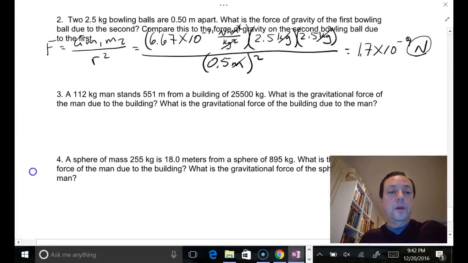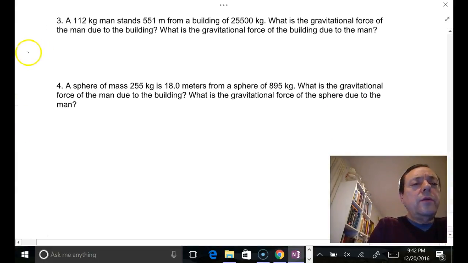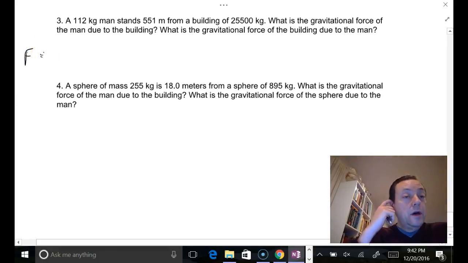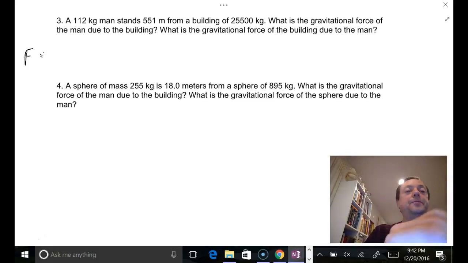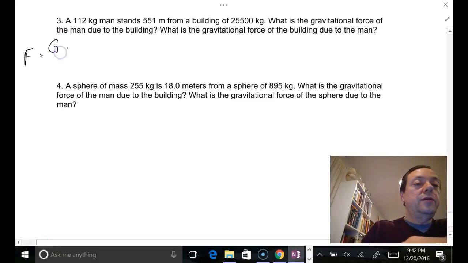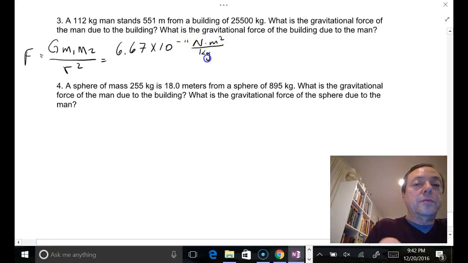All right, let's try the next one. If we have a 112 kilogram man standing 551 meters from a building of 25,500 kilograms, what's the gravitational force between them? Well, it's the same universal gravitation. So 6.67 times 10 to the minus 11 Newton meters squared per kilogram squared.